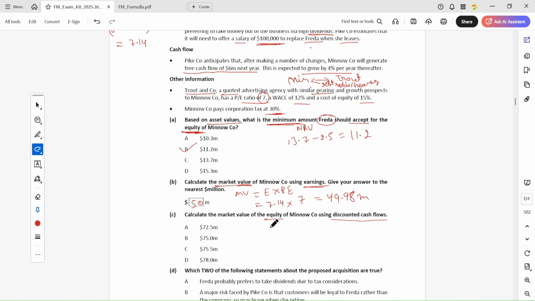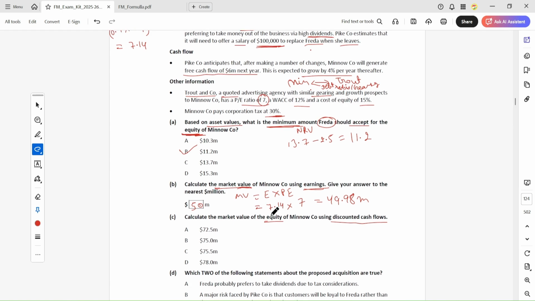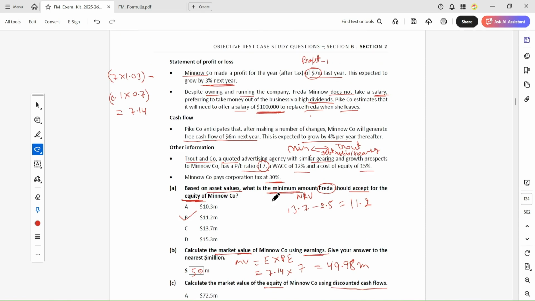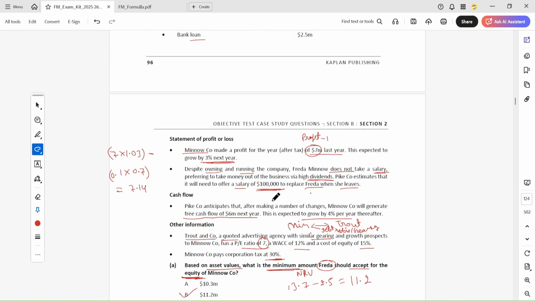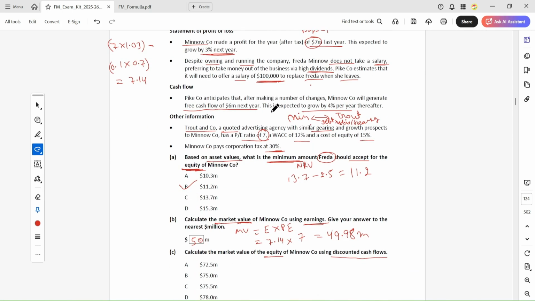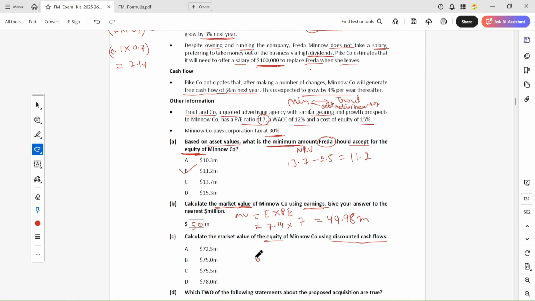Discounted cash flow. For this, you have to take the discounted cash flow for the company now. This is the cash flow we have been given. Cash flow is 6 next year, and this is expected to grow thereafter, until perpetuity.